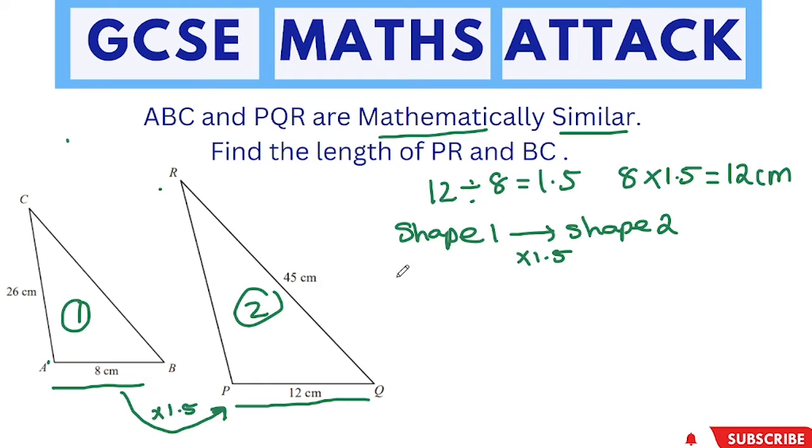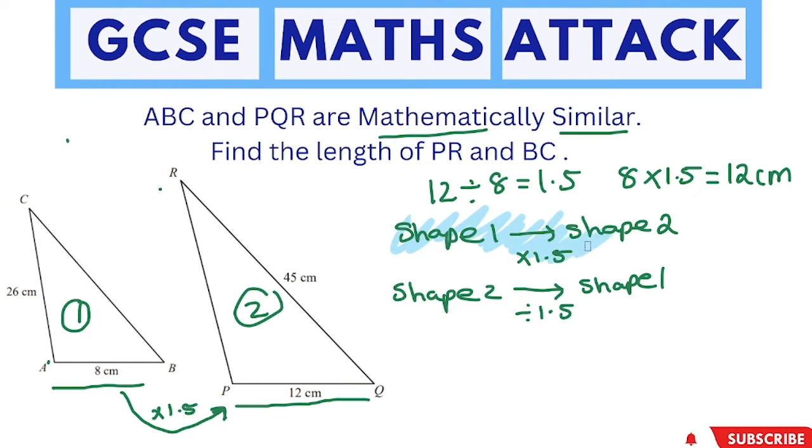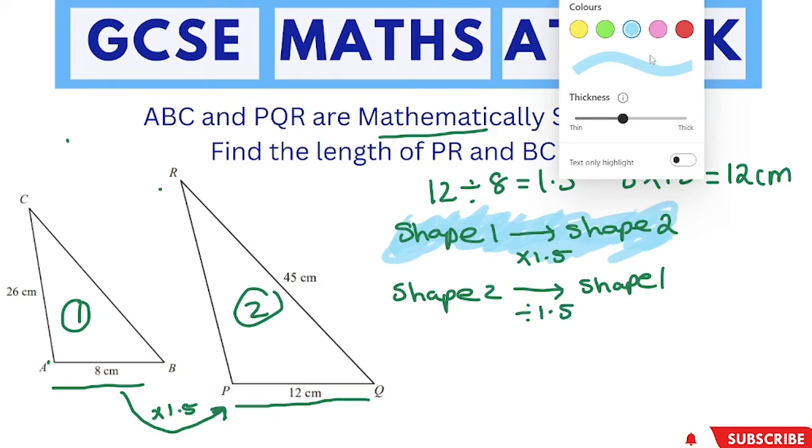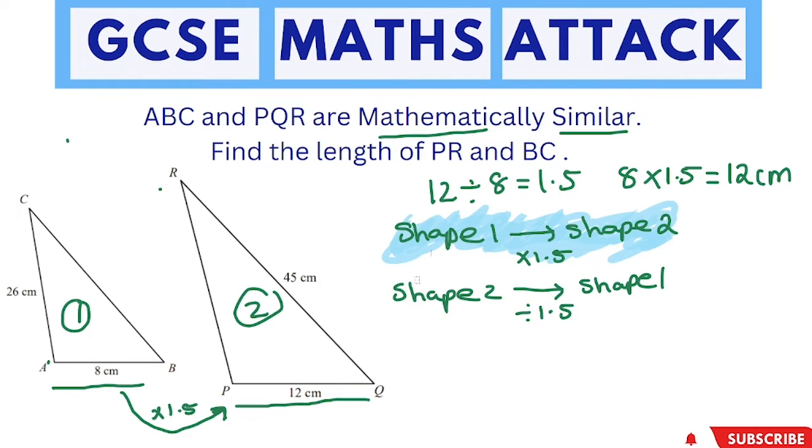Now, what happens if you want to go from shape 2 to shape 1? If you want to go backwards, you just divide. So shape 2 to shape 1, you divide by 1.5. I'm going to highlight that: shape 1 to shape 2, times 1.5. And if I'm going to go backwards, I'm going to divide by 1.5.